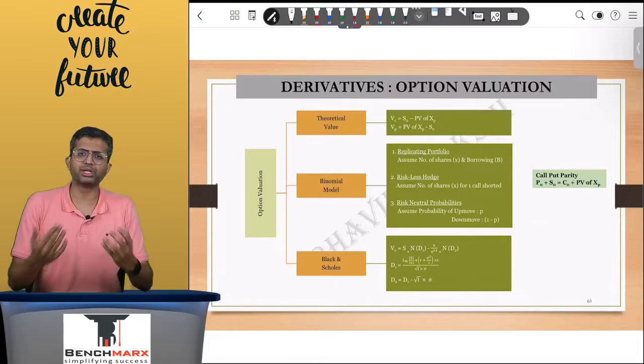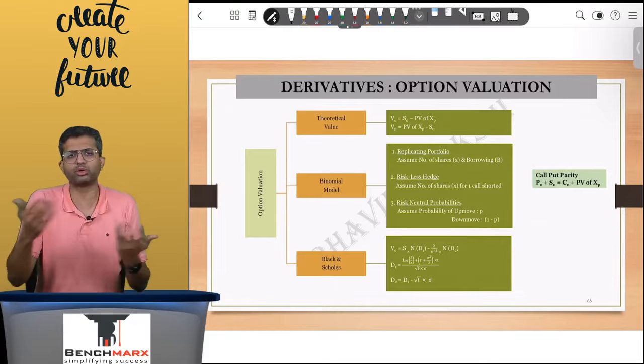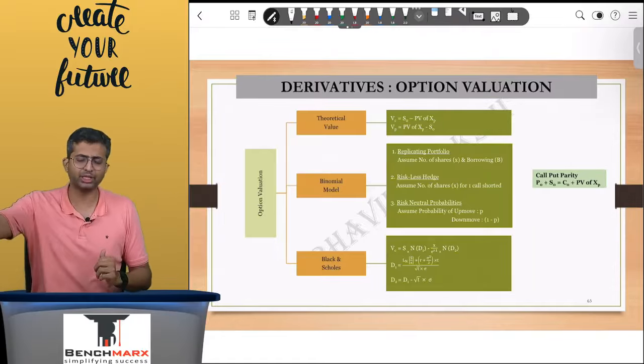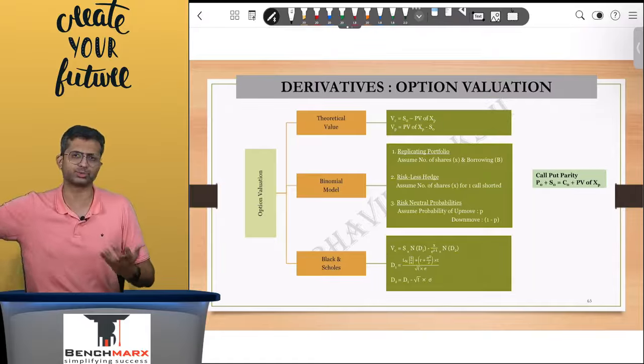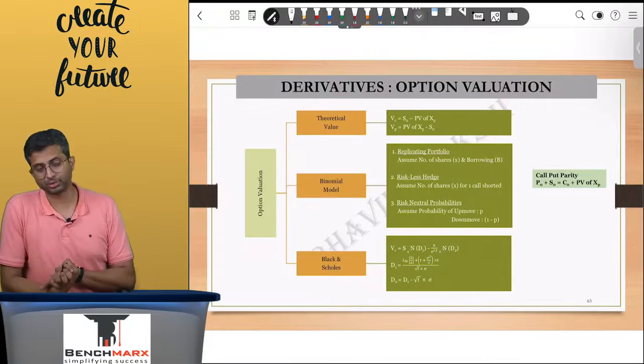And once you find the P and 1 minus P, you can say that the value of the call today will be the present value of future call payoffs. That is C0 equals C1 into P plus C2 into 1 minus P, upon 1 plus R. This will help you to find the call option premium today.